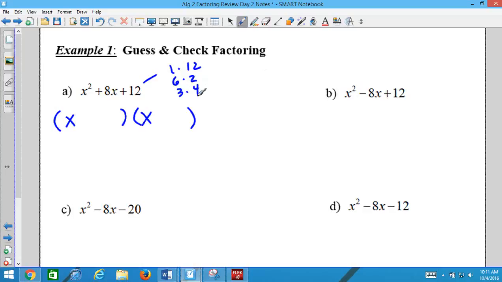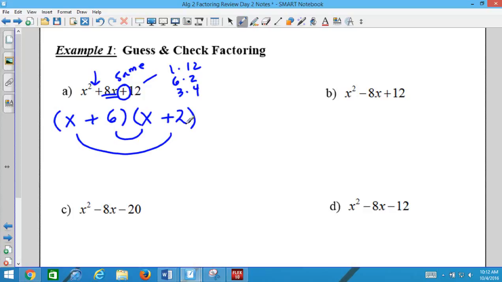Okay. When I multiply these back together and I add them together, I have to get 8. So I'm going to try 6 and 2, and both positive, because that sign right here tells me same signs. This tells me what sign they are.